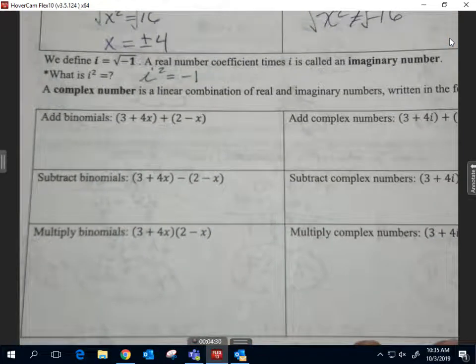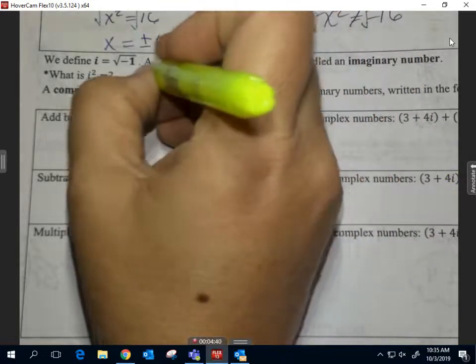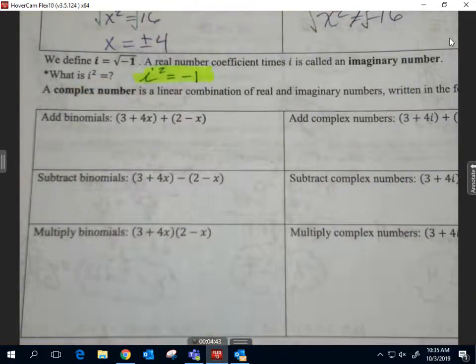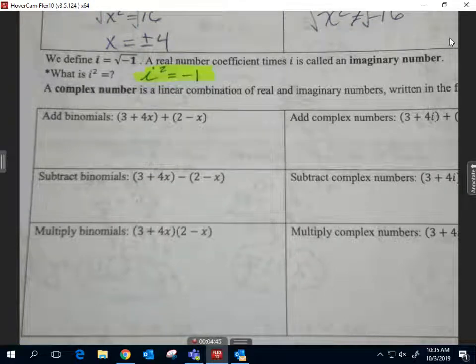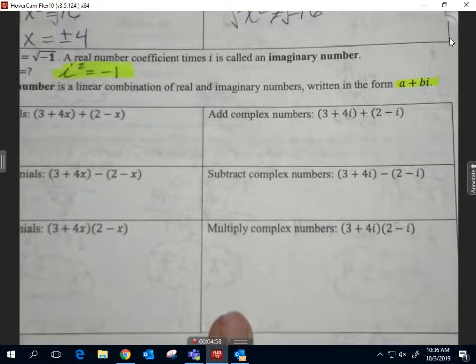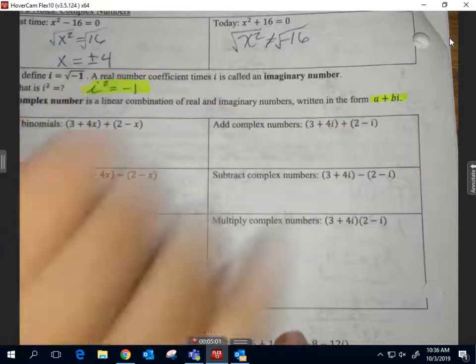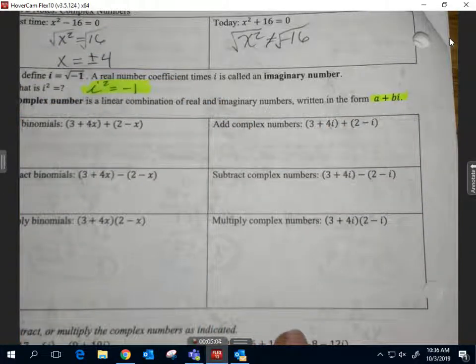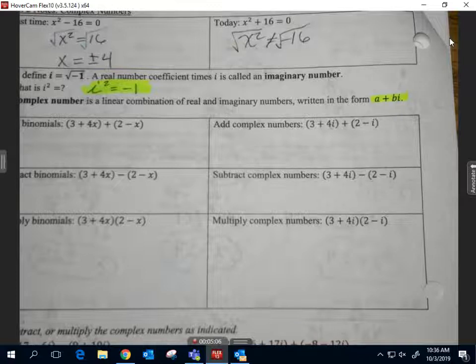Can y'all see that, or do I need to zoom in a little bit more? I also like to highlight this because we need to know this for the lesson. So we are dealing with complex numbers today, and a complex number is a linear combination of real and imaginary numbers written in the form of a plus bi. This is the form that all of our answers are going to be in. Okay? So let's get to it.